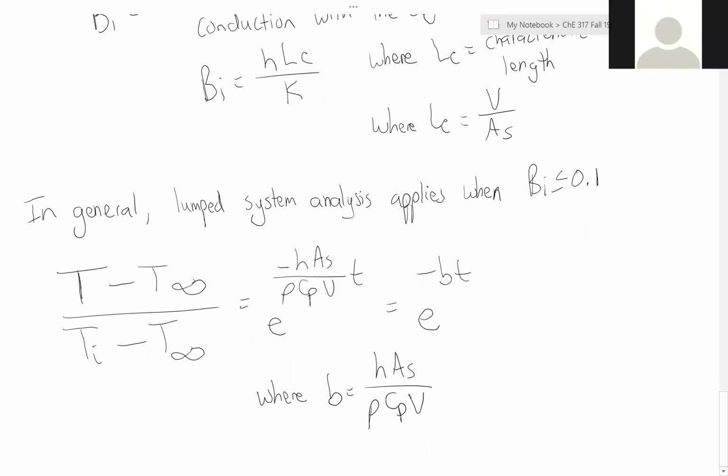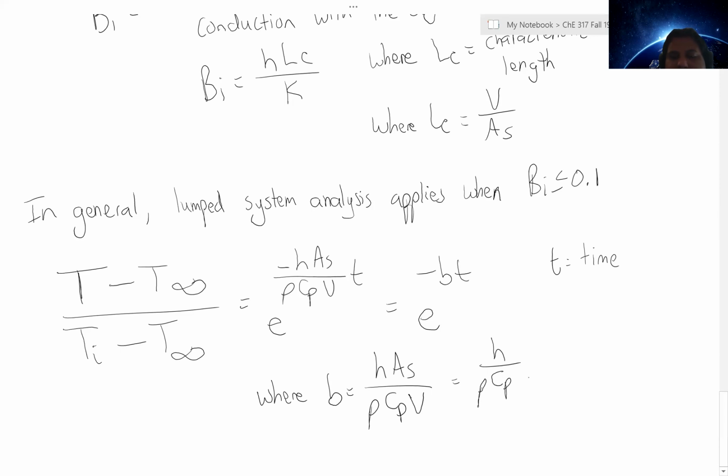Dr. Lopez, just to clarify, the little t is time? Yes. Okay, thank you. Yes, t is time, h is our heat transfer coefficient, A_s is surface area. The rho, which is supposed to be in the denominator, is density, then heat capacity, and volume. We can even say it's times the characteristic length we want.